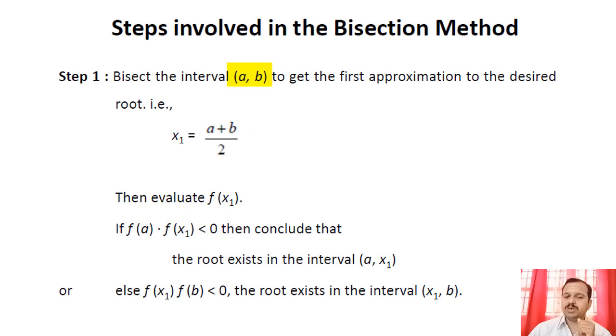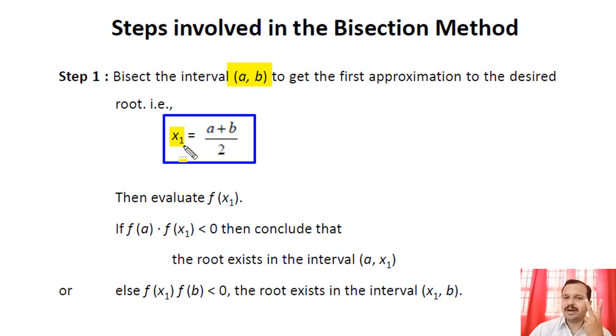So using this formula, we get the bisection of the interval a comma b in which the desired root exists. The value we get as the midpoint, by using the bisection formula, is to be taken as x1, and this x1 is the first approximation to the desired root. We say that this x1 is the first approximation to the desired root.